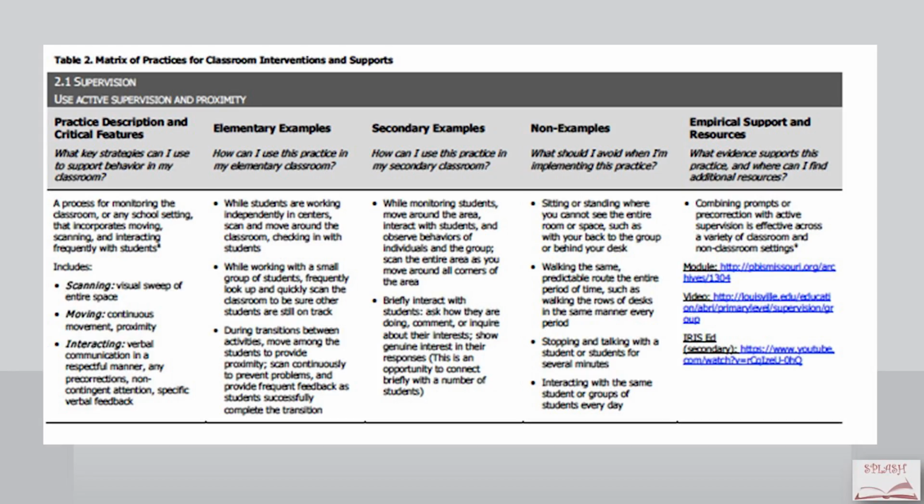Take a moment and review handout number 1, Active Supervision Fact Sheet, and handout number 2, Active Supervision. Handout number 1, Active Supervision Fact Sheet, is a general summary of this lesson on moving, scanning, and interacting within the classroom. Handout number 2, Active Supervision, is a summary chart provided by the Office of Special Education Programs for an overview of active supervision. You may obtain both of these handouts by clicking on the links at the bottom of the slide.